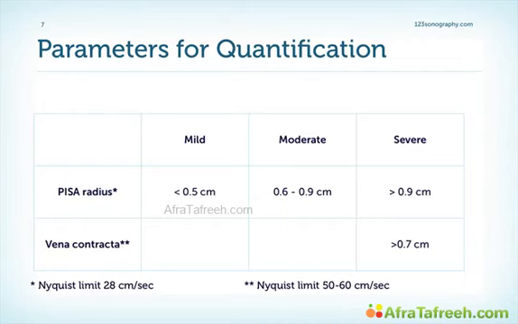And for those out there who really like numbers to quantify the severity of TR, here is the PISA radius and the vena contracta with respect to the different severities. Note that you have to use a certain Nyquist limit because obviously these parameters change if you change the Nyquist limit. Here are the reference values for the Nyquist limits. You can also find this table in your fact sheets.